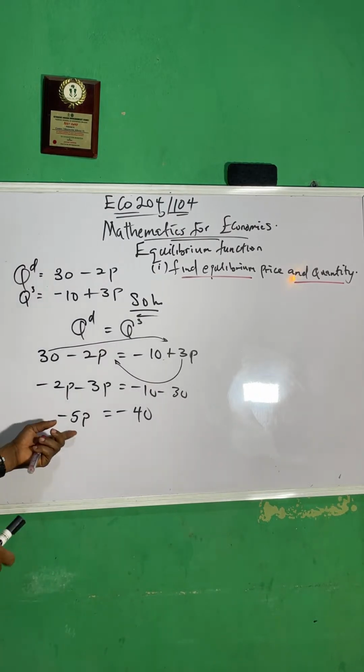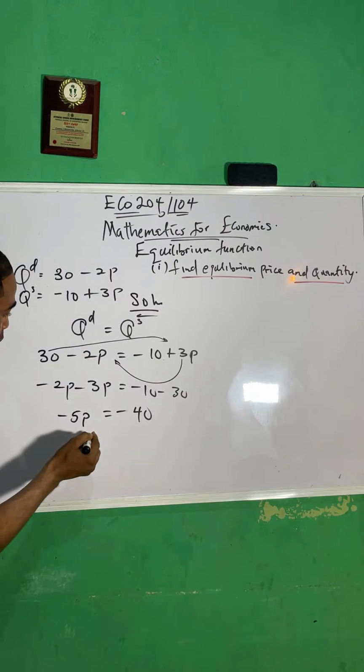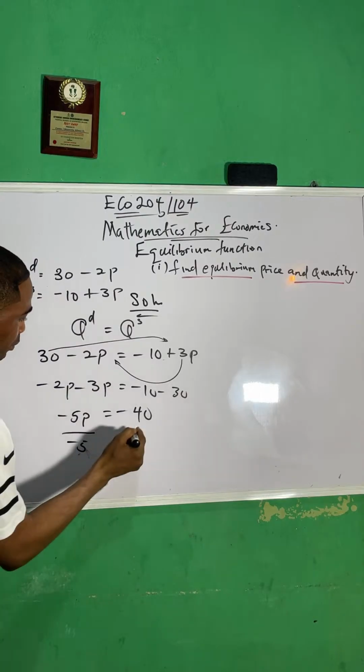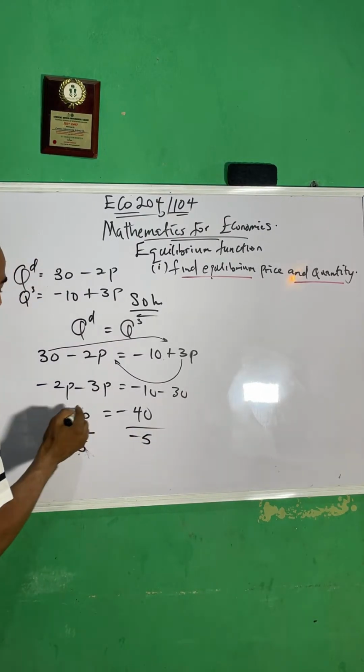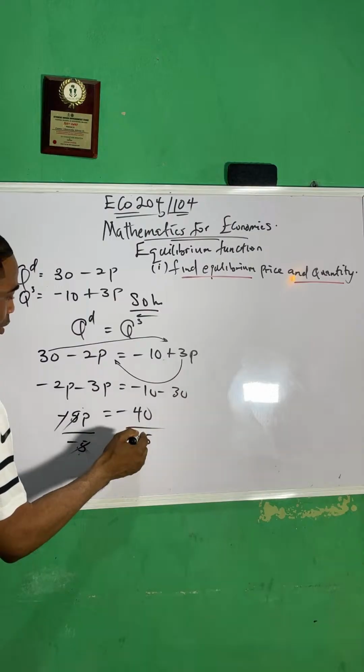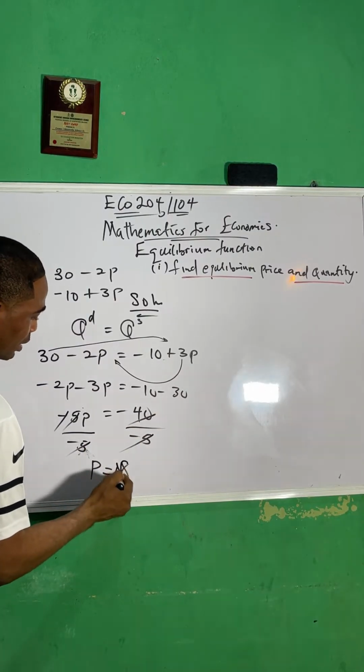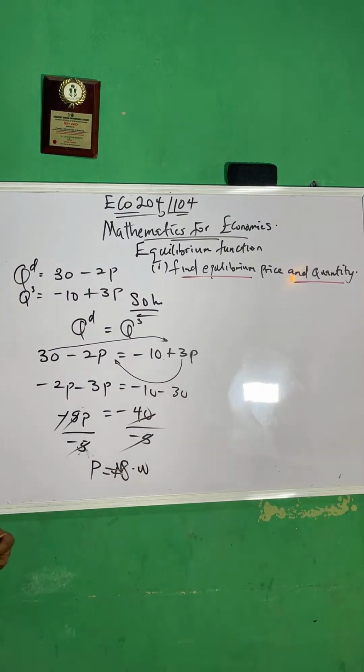So minus 5p equals minus 40. Then what you do to get your p now is by dividing both sides by minus 5. The minus cancels the minus, and that means the price is 8 naira. The 8 naira here is referred to as my equilibrium price.